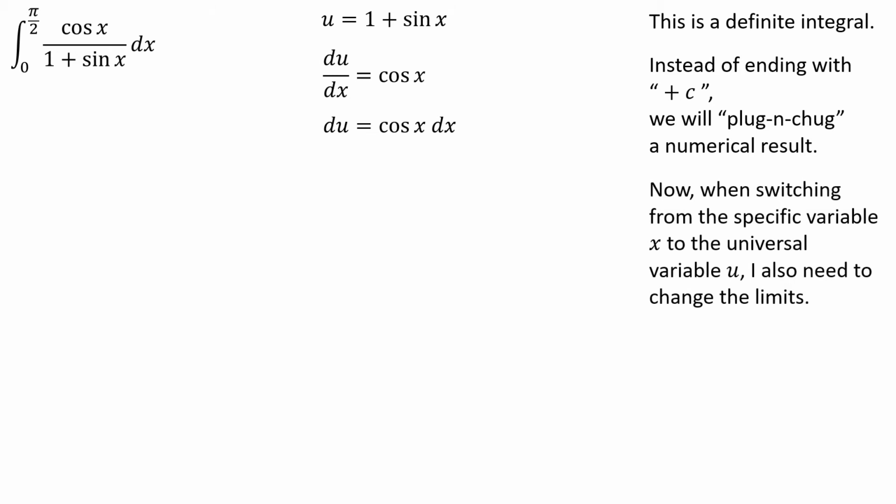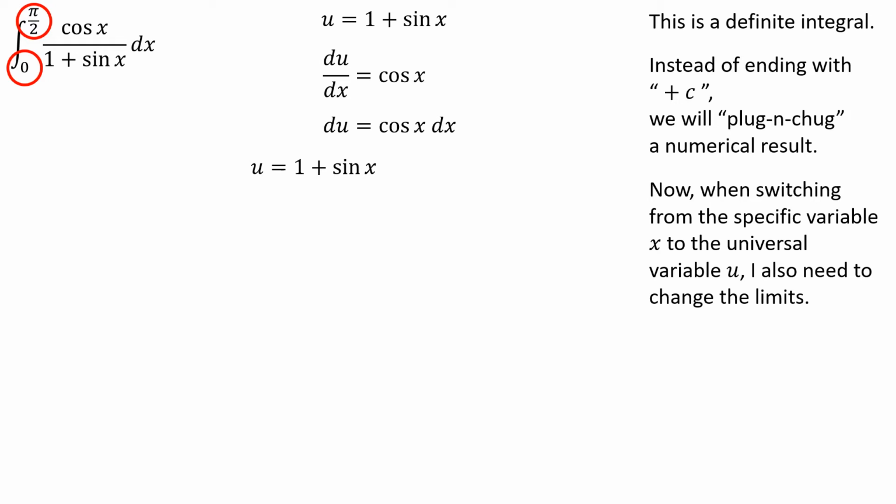All right, now the issue though is that because I'm now going to rewrite this in terms of u, my limits of integration are going to be a little bit different. I'm not going to be going from 0 to pi over 2 anymore. Right? I need to adjust those because I'm not going to be using x anymore. Instead, I'll be using u. And you ask, well, what is u? Well, u is 1 plus sine of x.